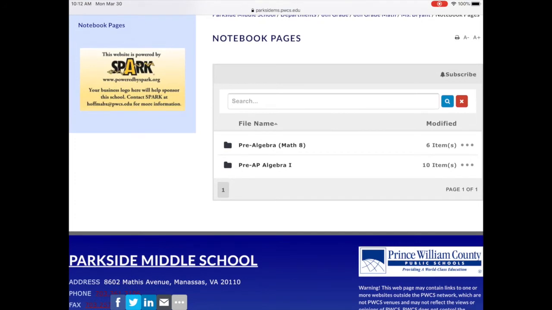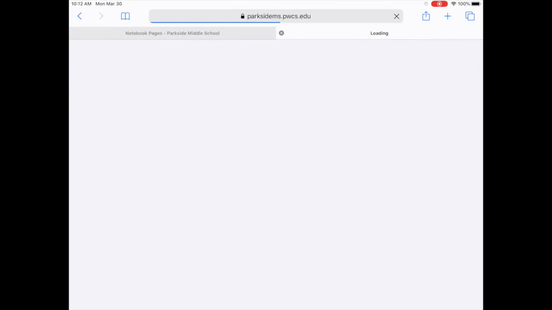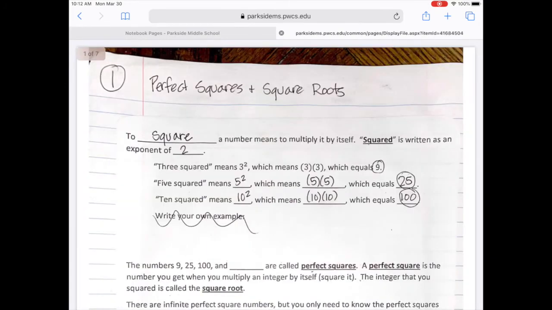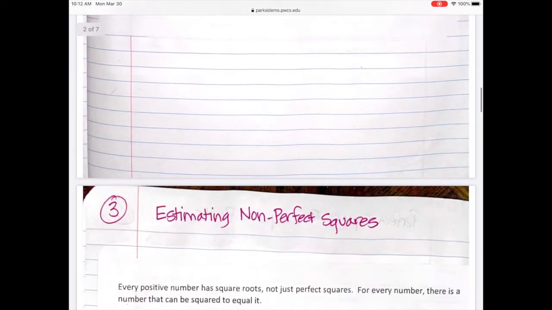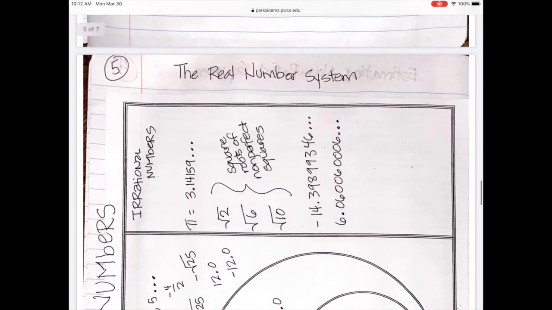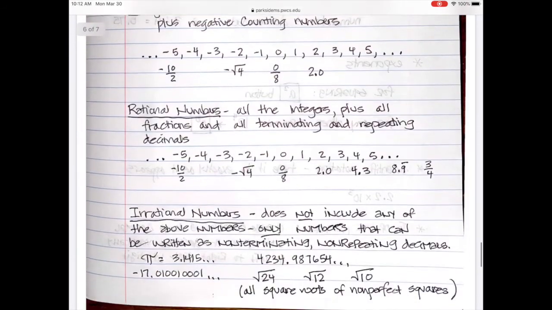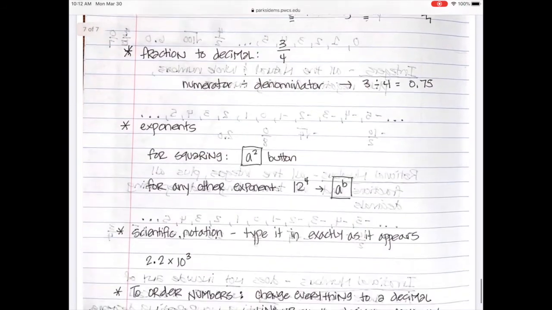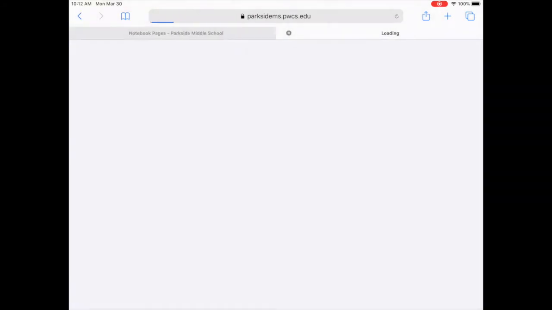So for example, Math 8, if we click on that, that's P1 through 4. Here are all your notebook pages. Let's say you wanted to know for Unit 1 what the notebook pages look like. Well, here they are. Perfect squares and square roots, estimating non-perfect squares, the real number system, there's the graphic organizer, here's the definitions of all the categories, and how to compare and order numbers. All right, so you can click on any of the units.